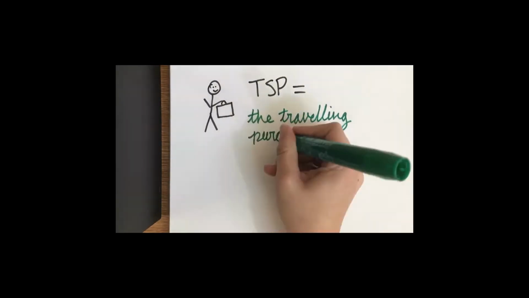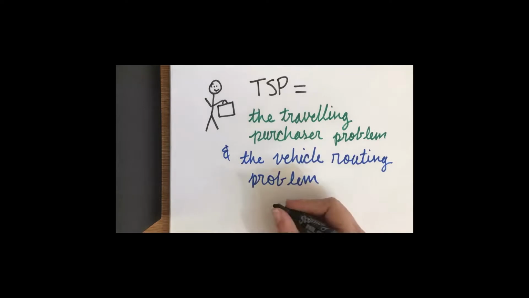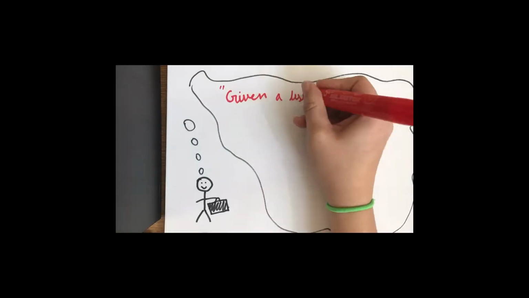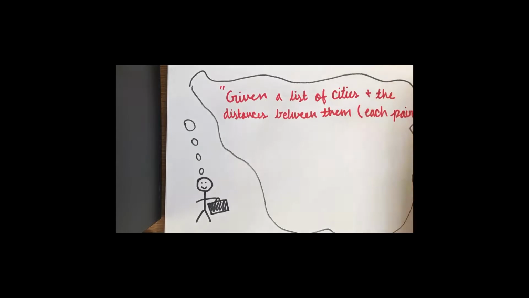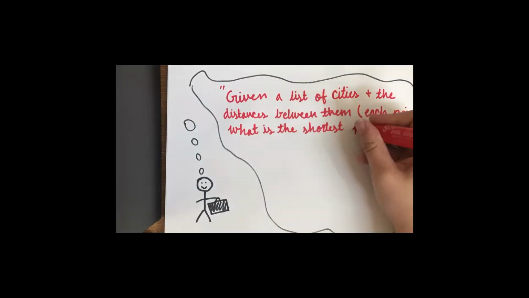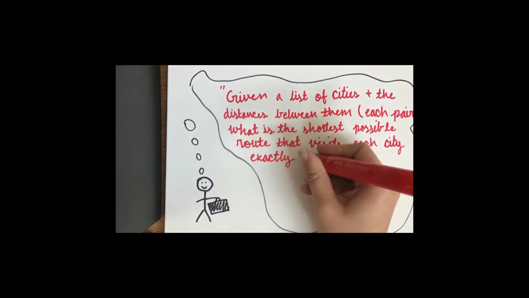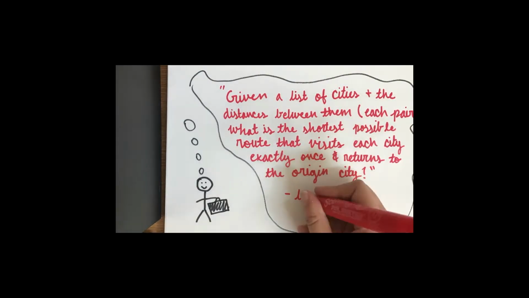Some of you may know the Traveling Salesman Problem as the Traveling Purchaser Problem and the Vehicle Routing Problem. These all have the same premise. No matter what name you're using, basically, you're trying to figure out, given a list of cities and the distances between them, what is the shortest possible route that visits each city exactly once and returns to the city of origin.